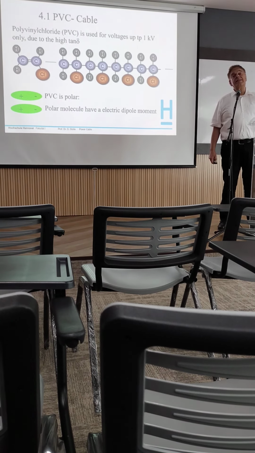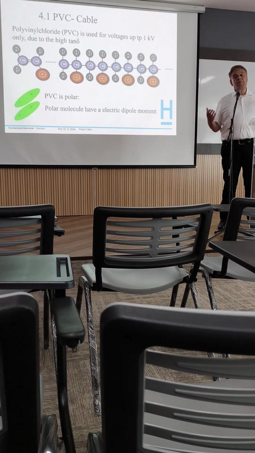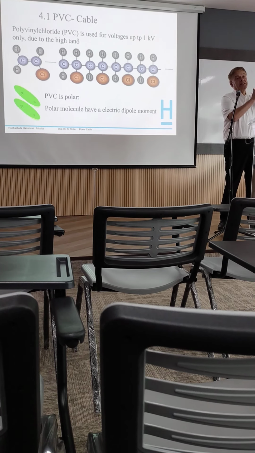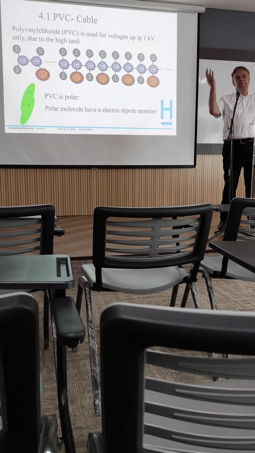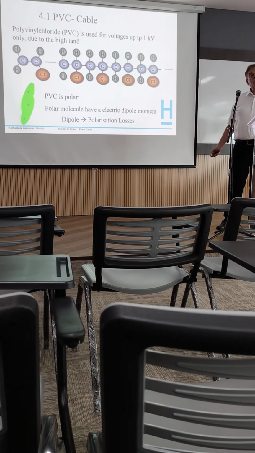What happens in an AC electrical field? In an AC electrical field, these molecules are moving. And when they are moving, they are touching each other. When they are touching each other, heat will come. Yeah? When you rub like this, it will heat up. So heat will come, and heat is losses. So you see, these molecules produce the so-called polarization losses. Very important term: polarization losses.